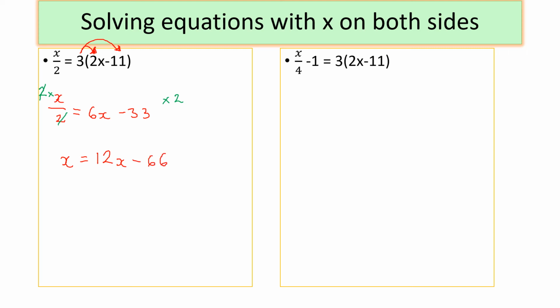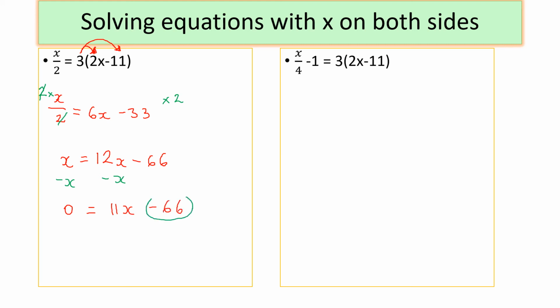Now I've got unknowns on both sides. I've got x on one side, 12x on the other side. 12x is higher, so I want to keep my unknowns on the right side. So I need to get rid of the x on the left side. So I take it away again from both sides. I've got 0 left on the left hand side. Now 12x take away x is 11x, take away 66.